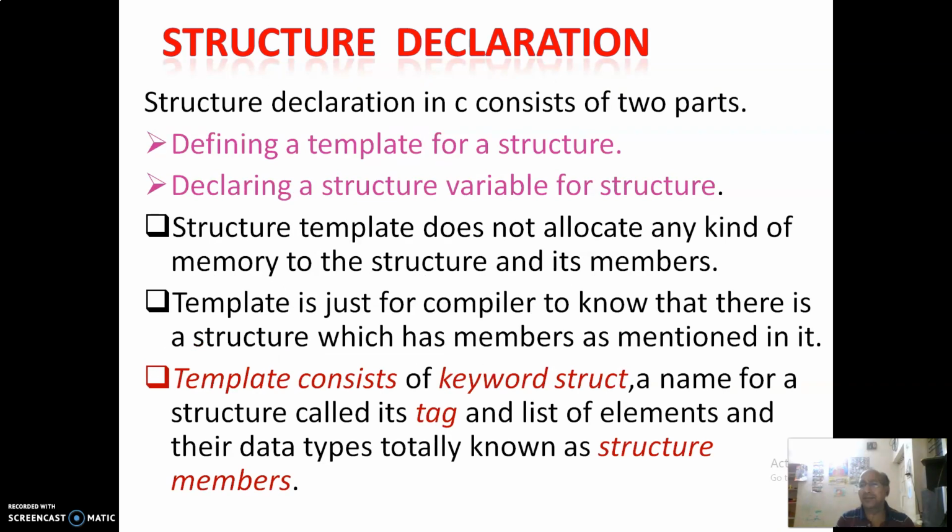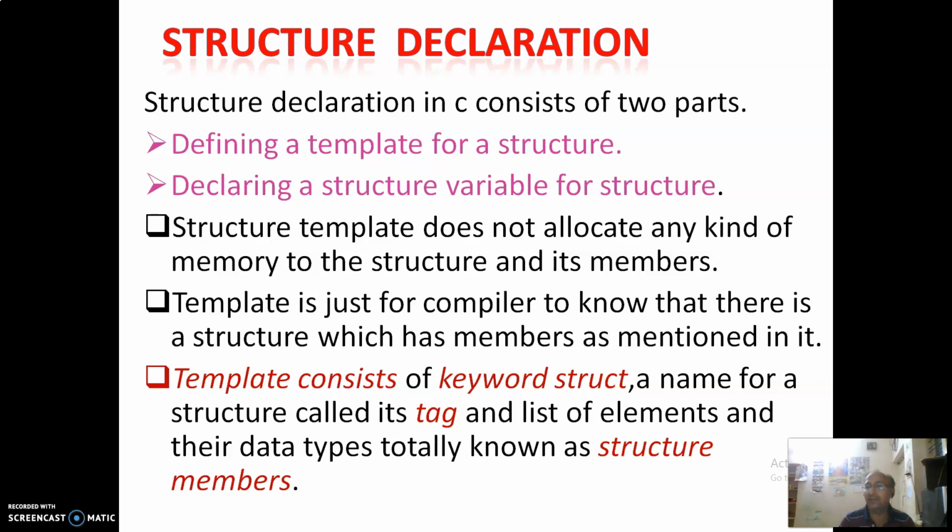The structure declaration in C consists of two parts: defining a template for a structure, and declaring a structure variable for the structure. The structure template does not allocate any kind of memory to the structure and its members. The template is just for the compiler to know that there is a structure which has the members mentioned in it.